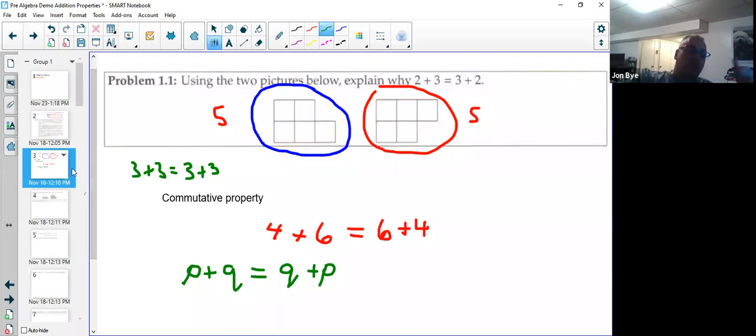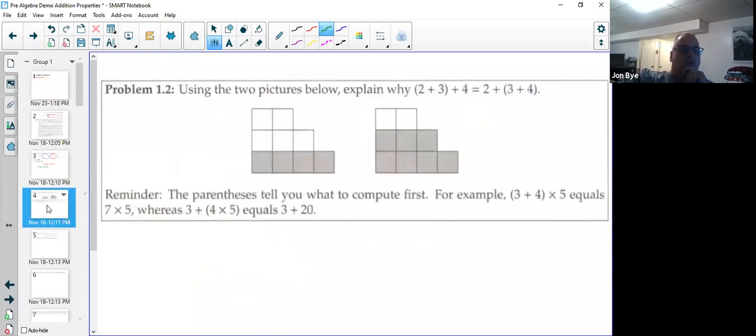So we're going to try to remember these properties when we get down to work on some practice problems, right? So let's look at property number two. This question asks us to look at these two pictures and explain why this is true. Why is this true? And you may remember, or you may know, that when you have brackets or parentheses, you're supposed to do that operation first, right? You do the parentheses first.